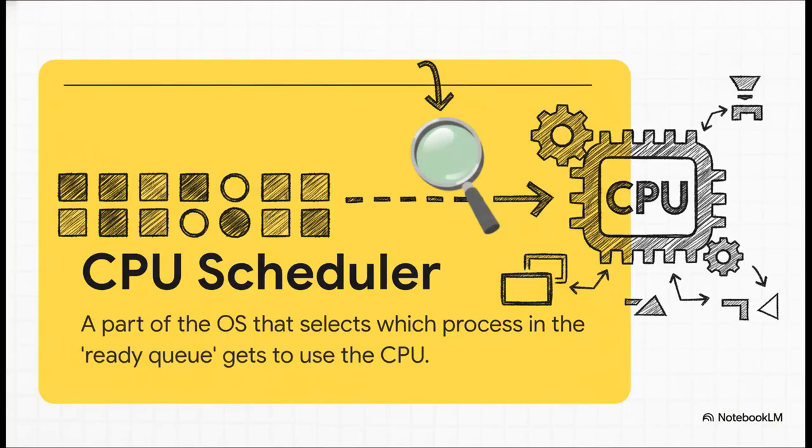So to put it a little more formally, the scheduler is the part of your operating system that looks at this big line of all the programs that are ready and waiting to run. We call that line the ready queue. And it picks one, just one, to give the CPU to. It is the ultimate decision maker.